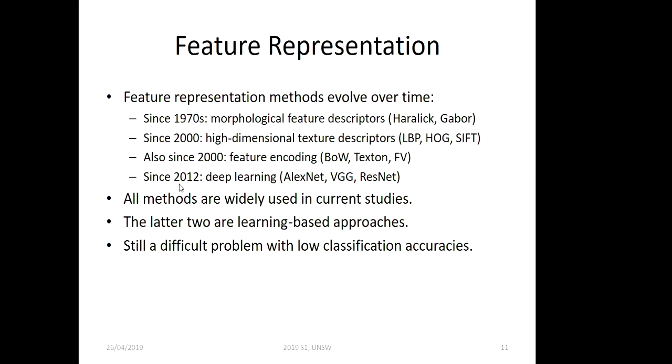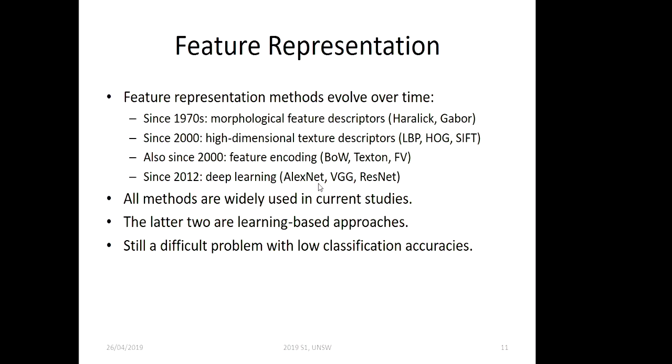Then since 2012, ever since AlexNet appeared, deep learning has become really popular. That is very different from all the previous techniques, because now we just pass the whole image to the network and let the network tell you what the features are. You wouldn't really need to design any type of texture descriptors anymore. So it all becomes automated.